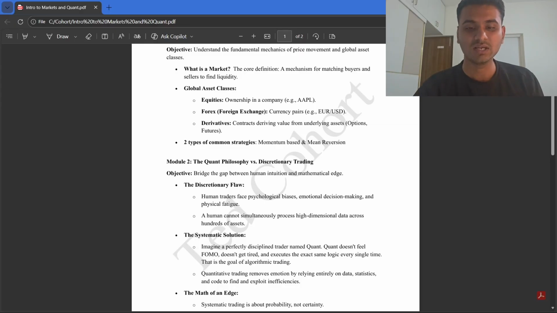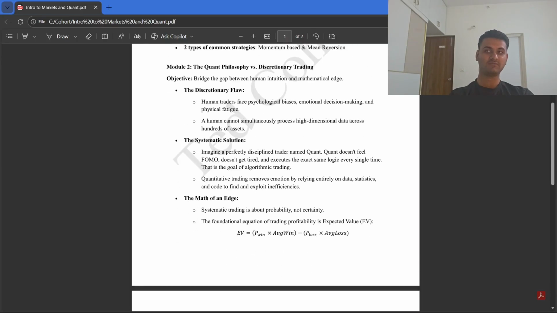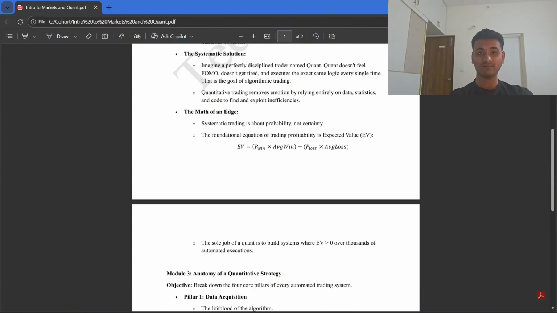Talking about the quant philosophy. You, being a human being, cannot sit more than 8 to 10 hours on a screen watching charts. You will get mentally drained. Systematic solutions can work when you are sleeping, when you are eating, when you are in the bathroom, it doesn't matter, it can work out. The mathematical edge: what we look for as a quant, the job of a quant, is to generate positive expected value, the formula of the expected value.